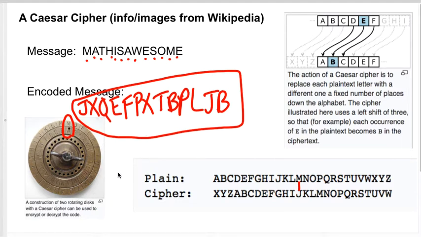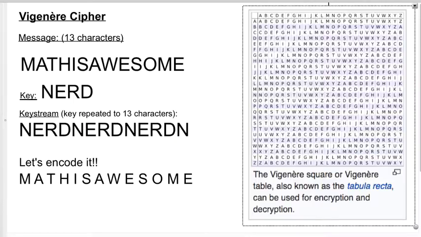So a Caesar cipher is sort of the basis for what we're going to do next, which is the Vigenere cipher. So the Vigenere cipher is sort of like multiple rounds of Caesar cipher, right? So let's go ahead and look at this slightly more complicated cipher just to show you how it works. So a Vigenere cipher essentially is similar to using a Caesar cipher over and over again.